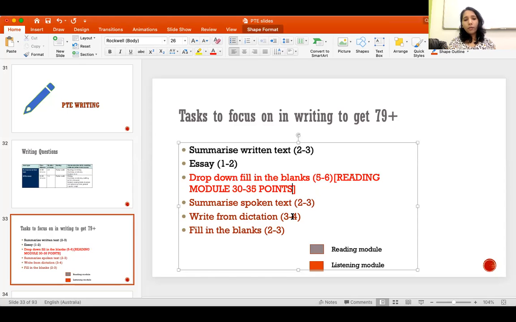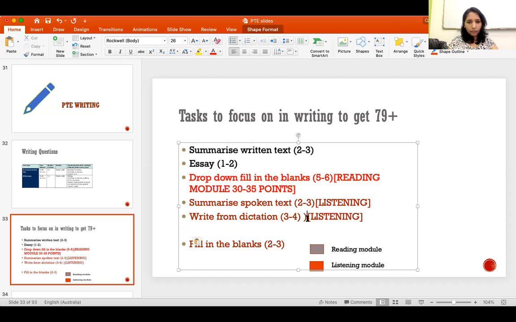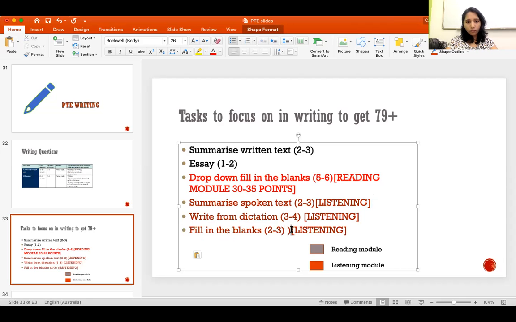Then summarize spoken text. This is from your listening module. And all these questions that follow belong to your listening module. So that's how you get your points. And this also is from your listening module. This is how you get your writing points.